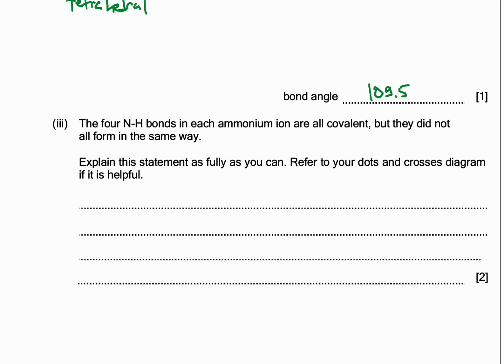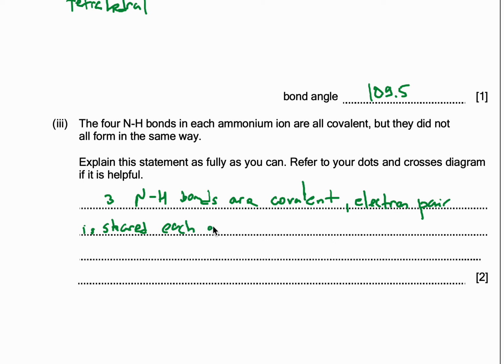The 4 NH bonds in each ammonium ion are covalent, but they do not all form this way. 3 NH bonds are covalent, normal covalent, where an electron pair is shared and each atom donates 1 electron.